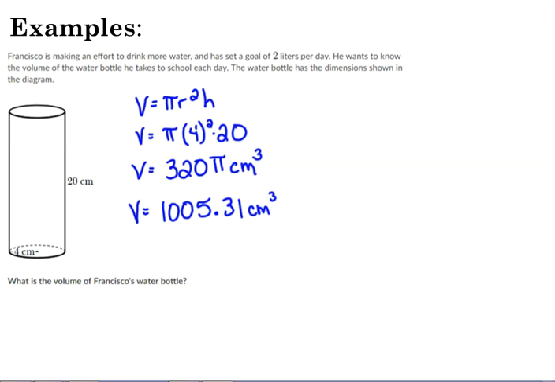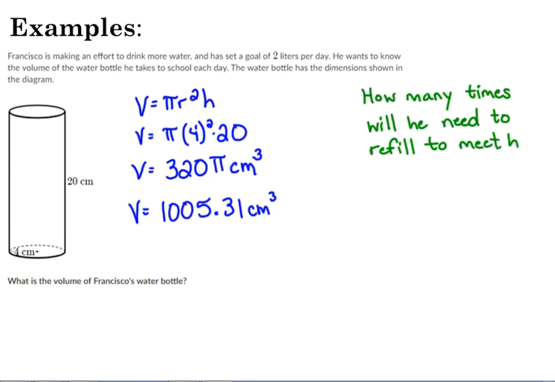Now, let's see. This question isn't on there, but I want to add it. How many times will he need to refill his water bottle? Refill to meet his goal. So what do we need to know there? How many cubic centimeters are in 1 liter? Okay, how many cubic centimeters are in 1 liter? So there are 1,000 cubic centimeters in 1 liter. There are 1,000 cubic centimeters in 1 liter.